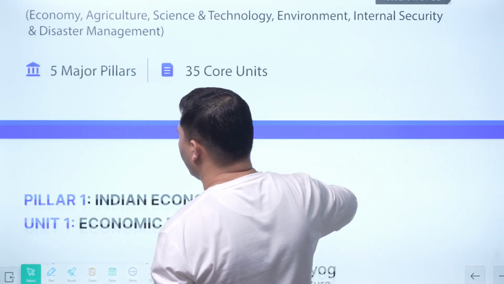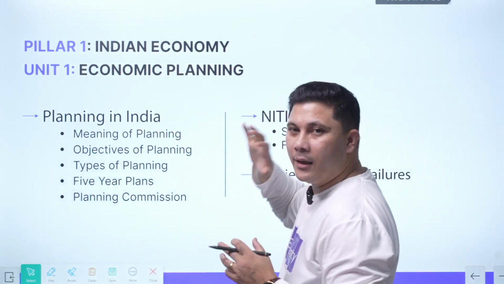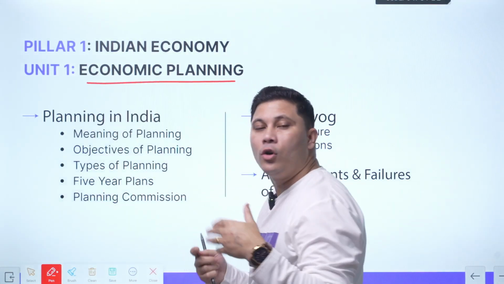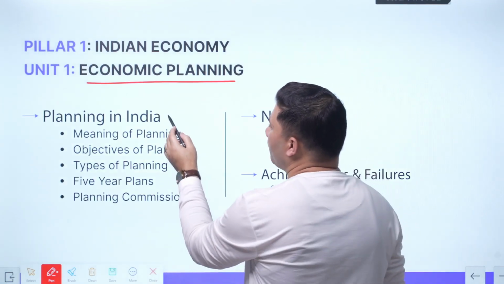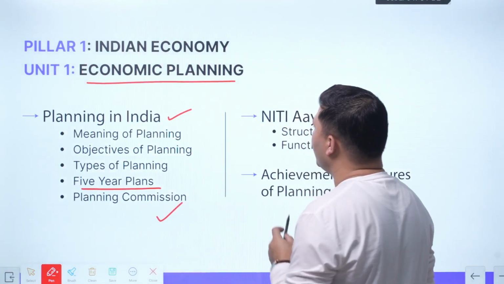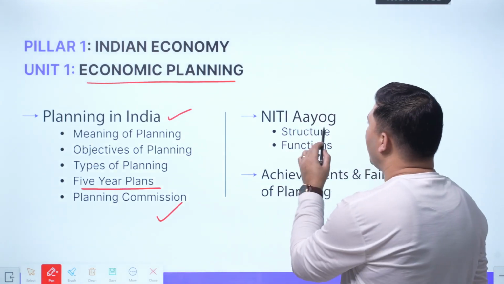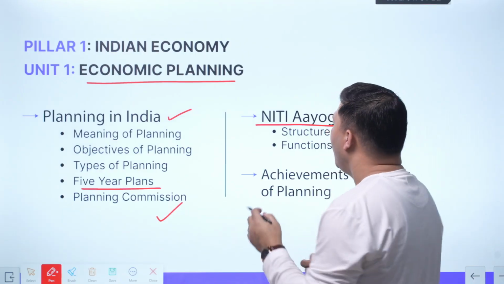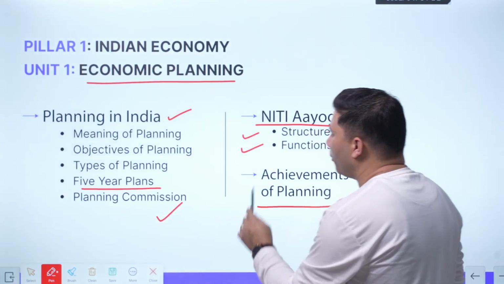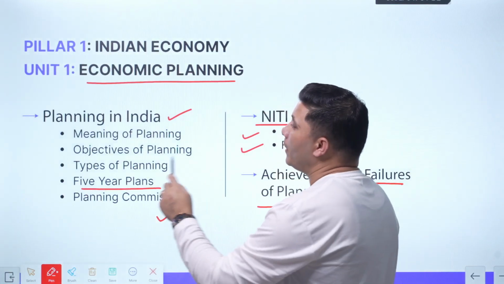Now if you see here, in pillar 1, the first subject, you have to see the Indian economy. In the Indian economy you have to learn about economic planning in India, how the economic planning in India took place. Very important are the 5-year plan and the Planning Commission. Then how the Planning Commission was replaced in 2014 by the Niti Aayog, and you have to know the structure of Niti Aayog, functions of Niti Aayog, and the achievements and failures of the Niti Aayog. So basically you have to know the entire economic planning in India.